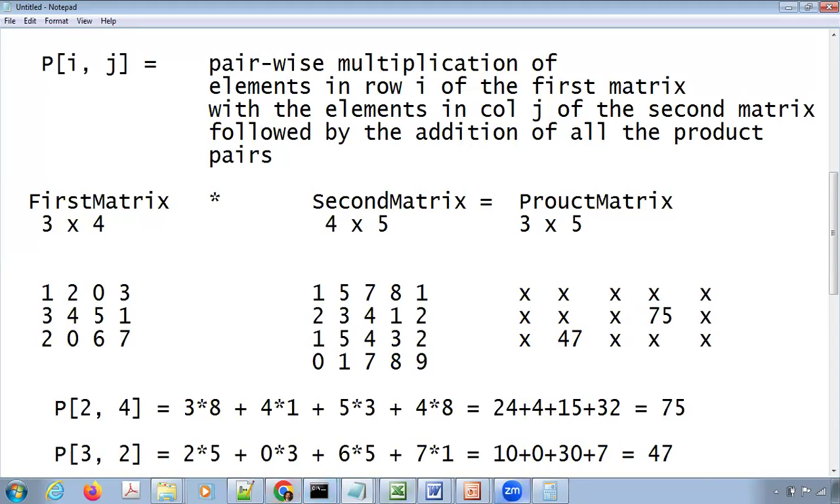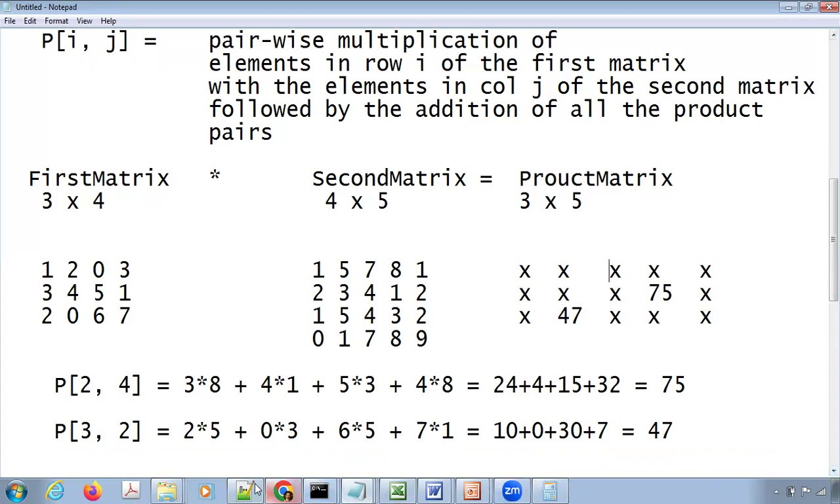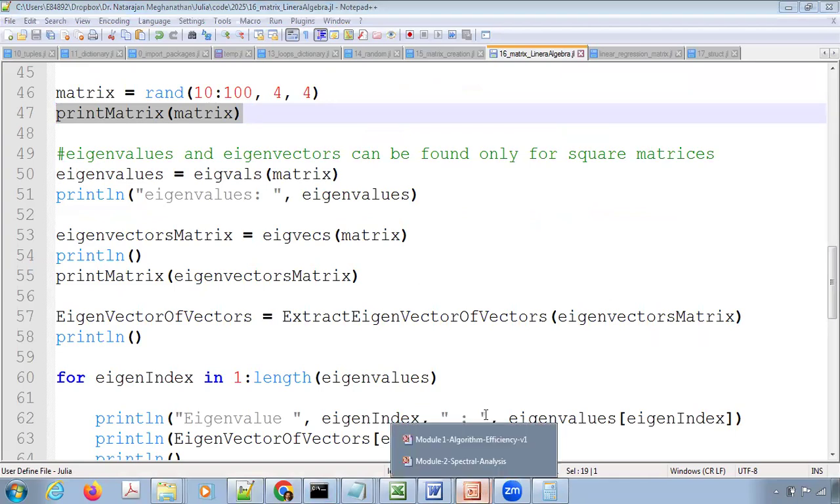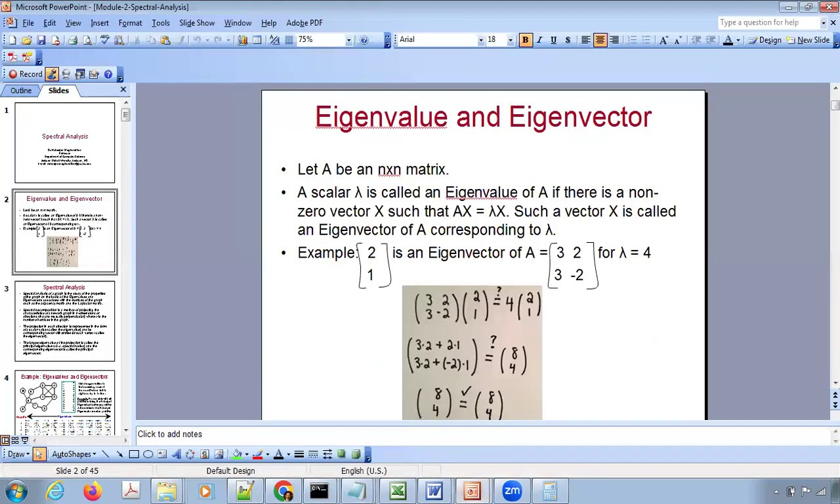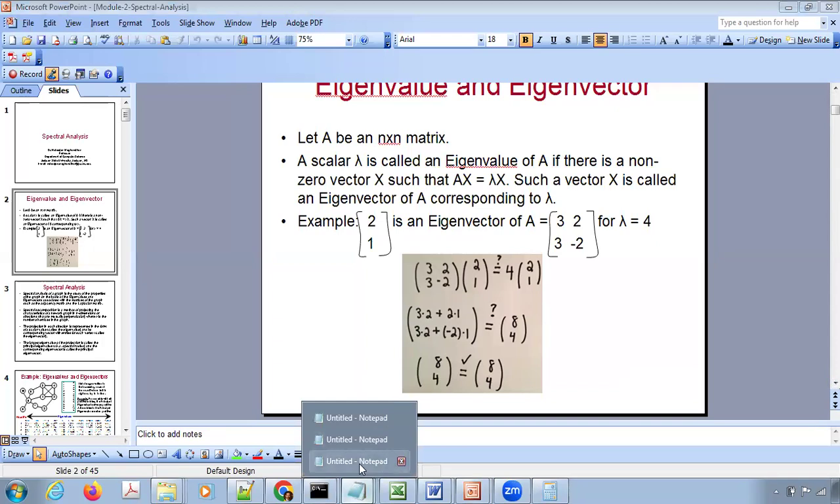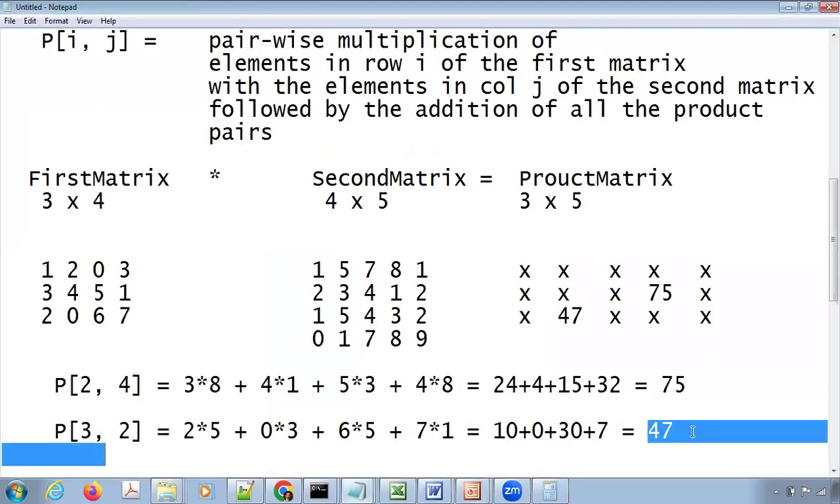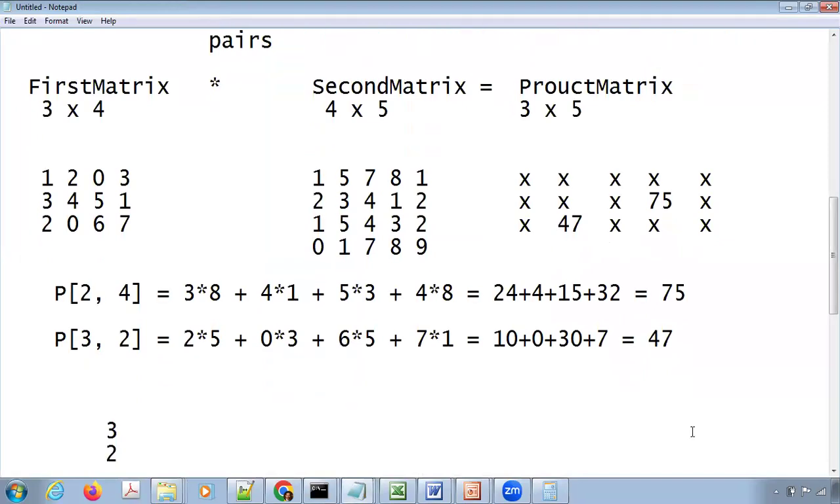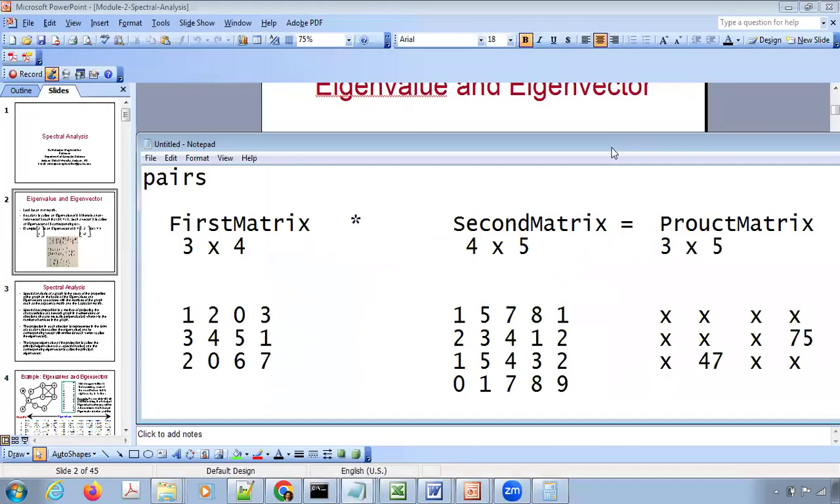Right? I hope this is clear. So let's go back to the code. Okay, we're looking at this eigenvalue stuff. So let's do this. So if you want to multiply this 3, 2, 3, negative 2 with 2, 1, so 3, 2, row wise, 3, 2, and 3, negative 2.